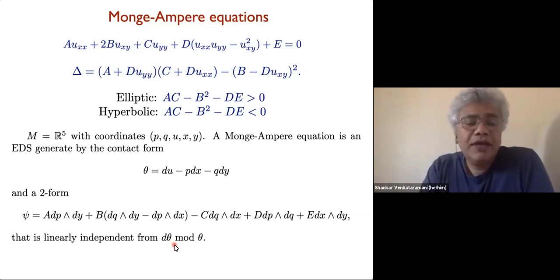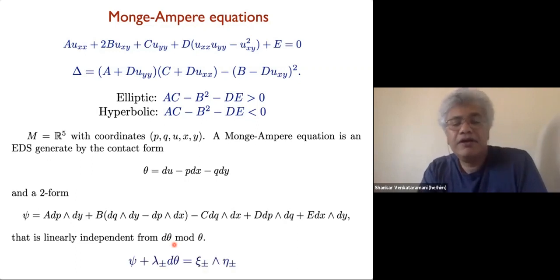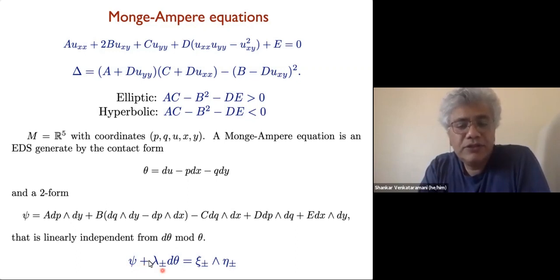So the case that's hyperbolic corresponds to the following situation where, as before, there's some quadratic equation that has 2 real solutions. So there's 2 real factors, lambda plus minus, which depend on x, y, p, q, and so on, such that psi plus this lambda plus minus d theta can be factored. So with lambda plus, it gives you a pair c plus wedge eta plus, and with minus c minus wedge eta minus.